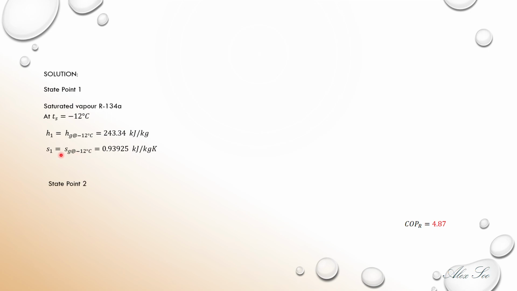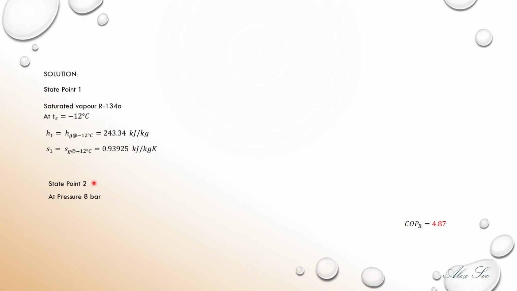Now here is the solution. First we look at state point 1. State point 1 is dry saturated, so you can say saturated vapor R134A at a temperature of -12 degrees C. Based on that saturation temperature, you'll be able to find the enthalpy at that point, and the pressure as well. So h1 equals hg, because it is saturated vapor. You refer to the enthalpy with subscript g at -12, and you will find 243.34 kilojoules per kg, and also the entropy, based on the dry saturated vapor refrigerant.